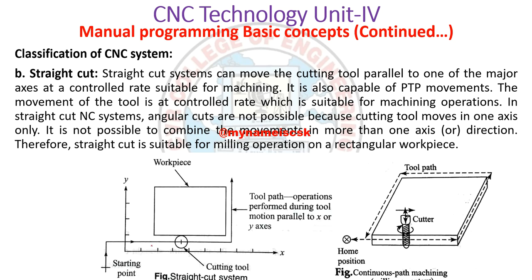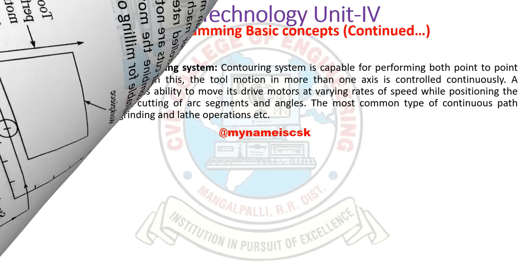Next, straight cut. It will move in a straight path, in one axis, either the x axis or the y axis. This is the top view, and this is our cutter or cutting tool. From the home position, the cutter will move in the x direction, then the y direction, x direction, then y direction, then again come back to the home position. So it can move only parallel to either x or y in straight cuts.